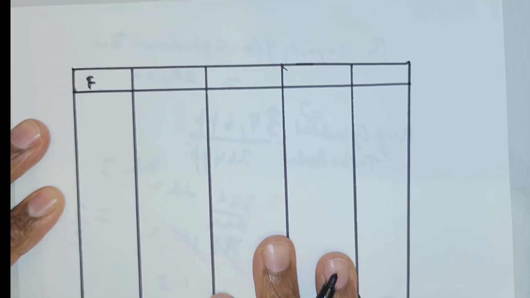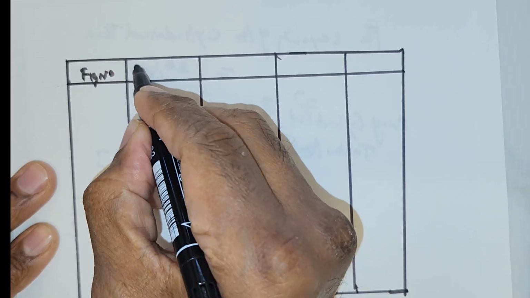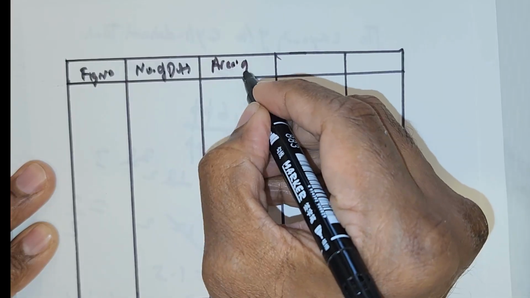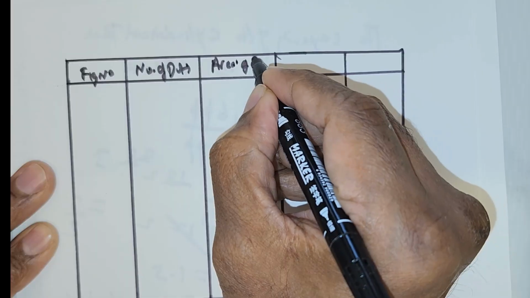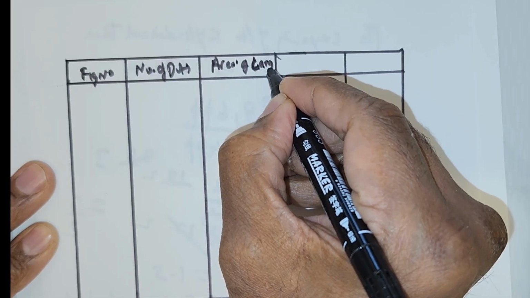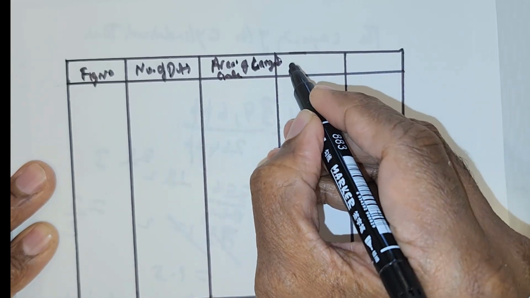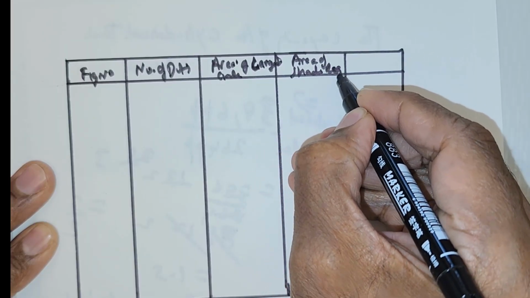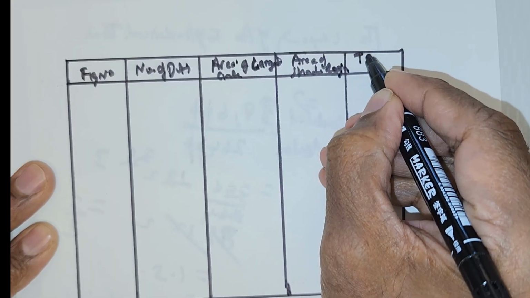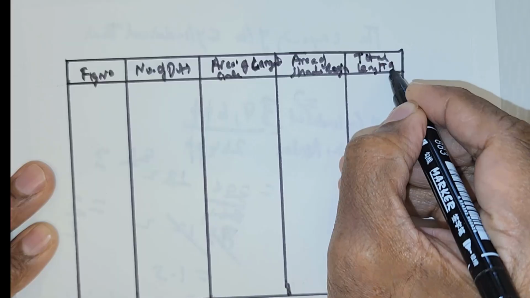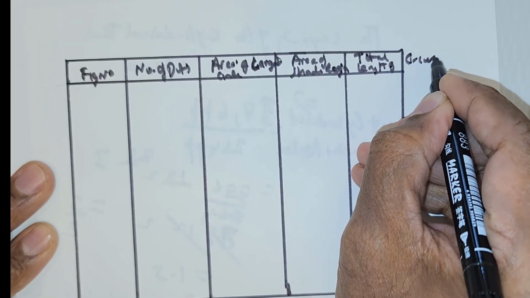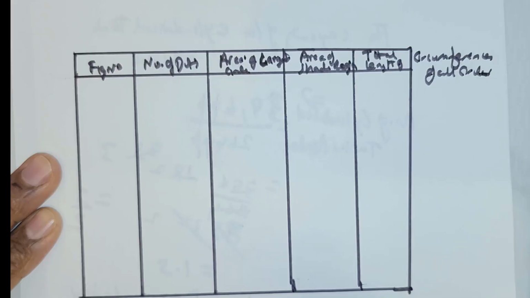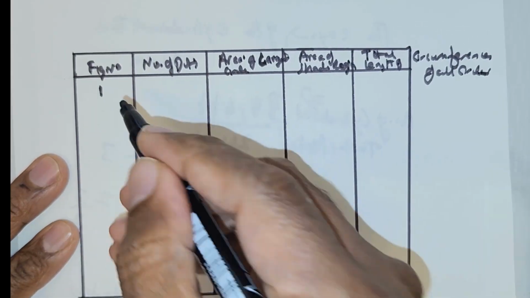So this is figure number, number of dots, and area of the outer circle, that's the largest circle, and area of the shaded region, and this is the total length of circumference of all circles. Now, as long as we have the data, we can get all these values.